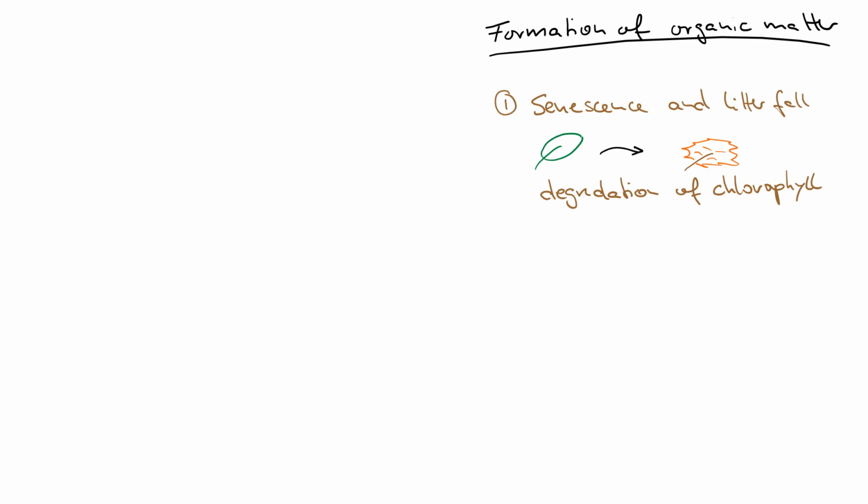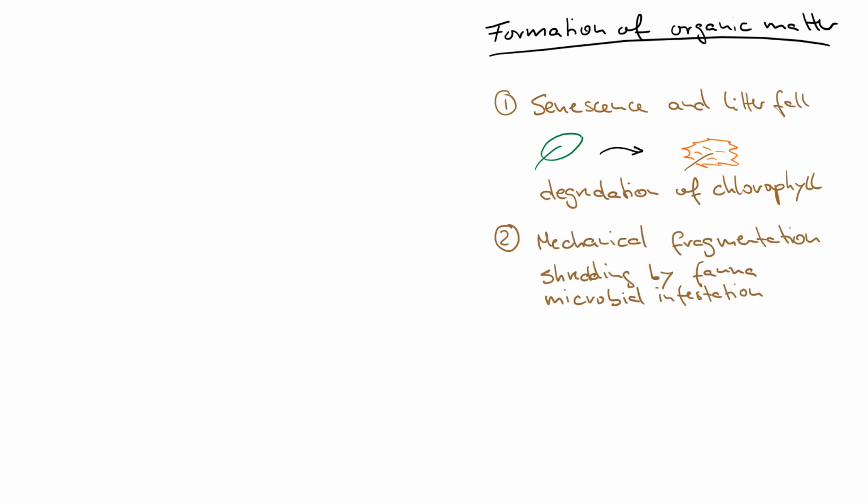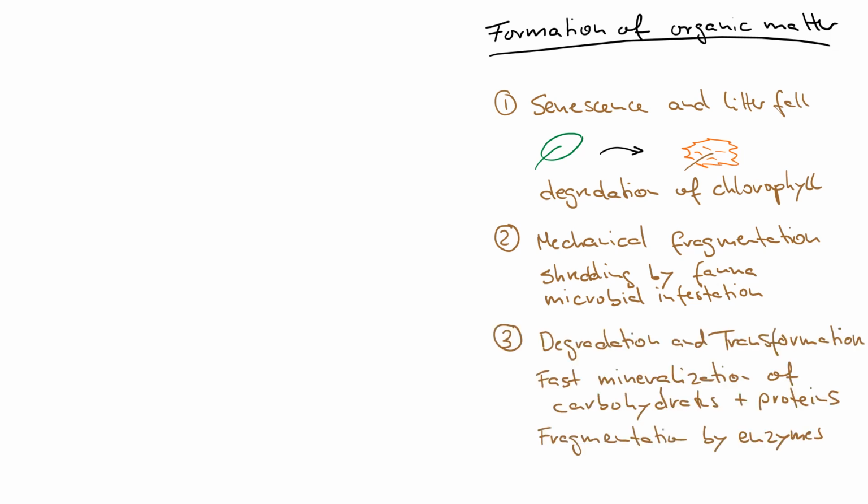As part of this degradation process, large portions of the mineral nutrients, the potassium, manganese, calcium, and so forth, are already being released. The next step in the process is the mechanical fragmentation. So here we have earthworms, woodlice, mites, whatever else, mechanically breaking it down and starting the digestion process. As part of this, we also start the microbial infestation of the litter, and that starts the hydrolytic decomposition of the organic materials. And lastly, we come to the microbial degradation and transformation.